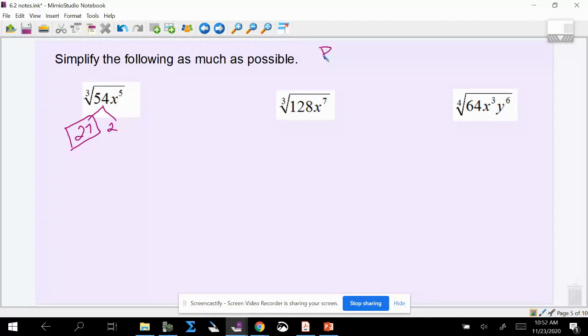I want to revisit the idea of taking the power dividing by the root. We've talked about simplifying that way, power over root. So when I'm simplifying a radical, I want to get it to the point where it's a power that is divisible by the root. So when I do power over root, it divides evenly. So when I look at the power of x right now, it's 5. 5 does not divide by 3 evenly. We would not say 5 is divisible by 3.